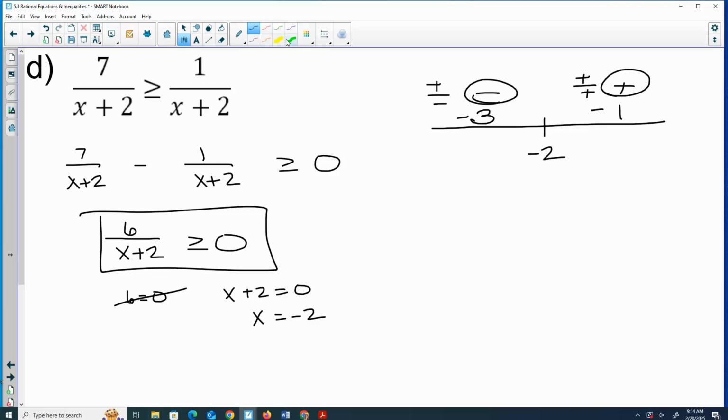Which answers did we want? Greater than. That means positives. It said equal to. Can I put a bracket on the -2? No. Why? Right, it's from the denominator. Even if I have an equal to, if it came from the denominator, it can't get a bracket. So my answer is just -2 to infinity with parentheses.